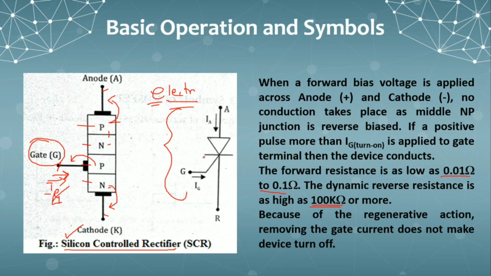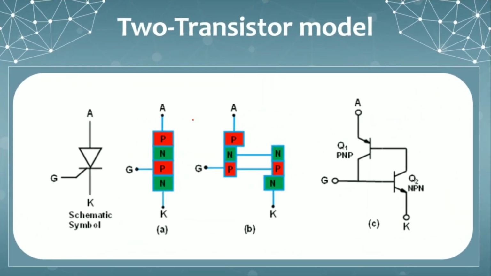The main advantage or main usage of SCR is found in circuits where larger power consumptions and larger current and voltage ratings are present. Okay, so this is the basics of SCR. Now the next one is the two transistor model. Why is it called the two transistor model?